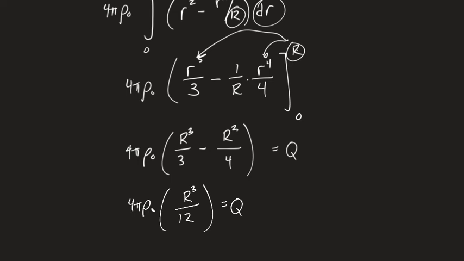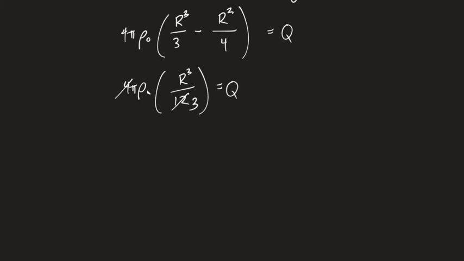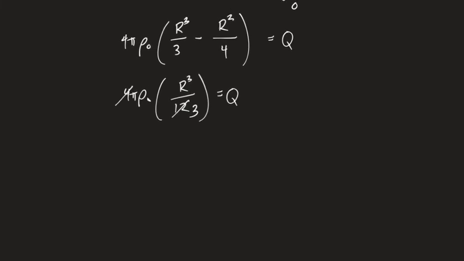And can you all follow this? Cancel 4 with 12 and put a 3 here. Still okay with all of you? My recollection is I'm supposed to be solving for rho naught. So although I have this, what I really want to do is now get rho naught by itself. So I will have to multiply everything across. So it looks to me like I'm going to have 3Q divided by pi R cubed equals rho naught.